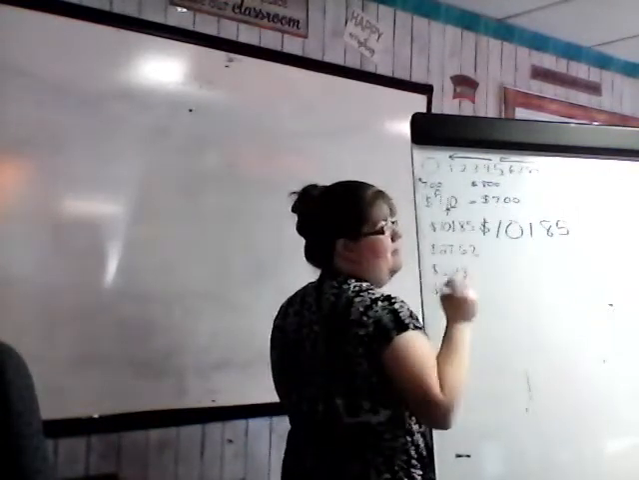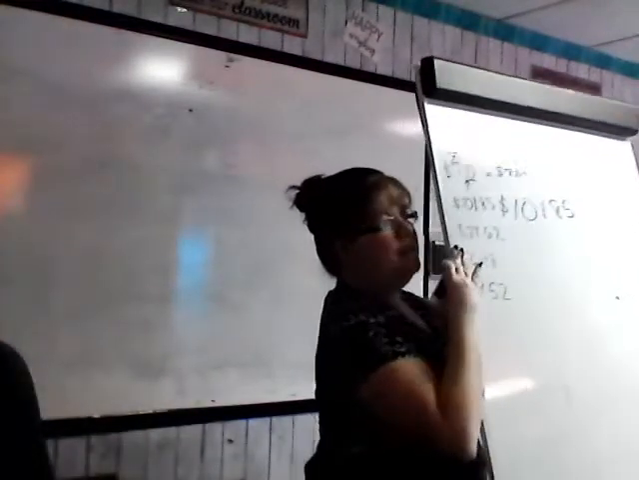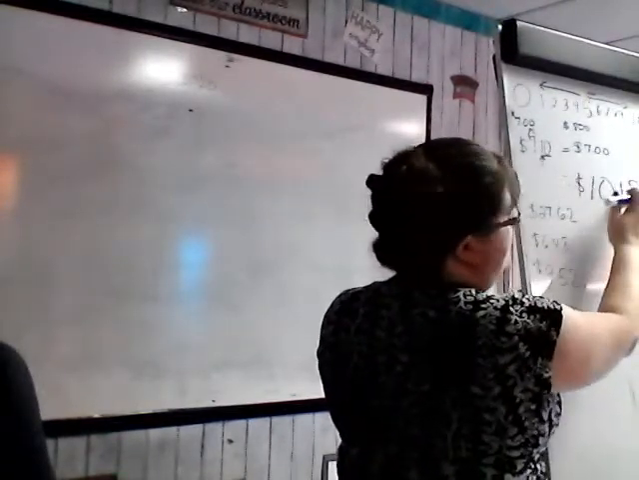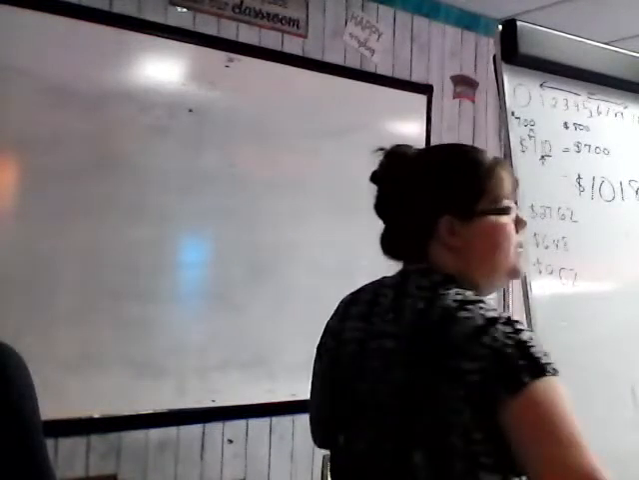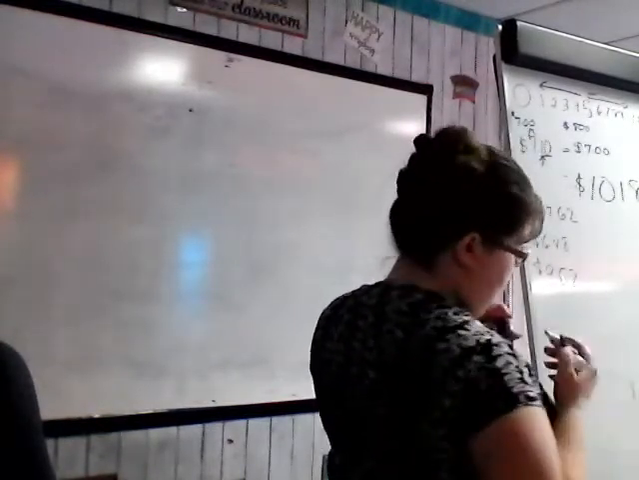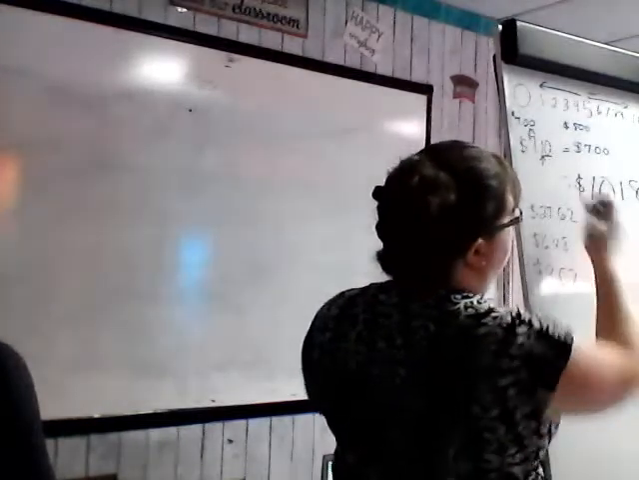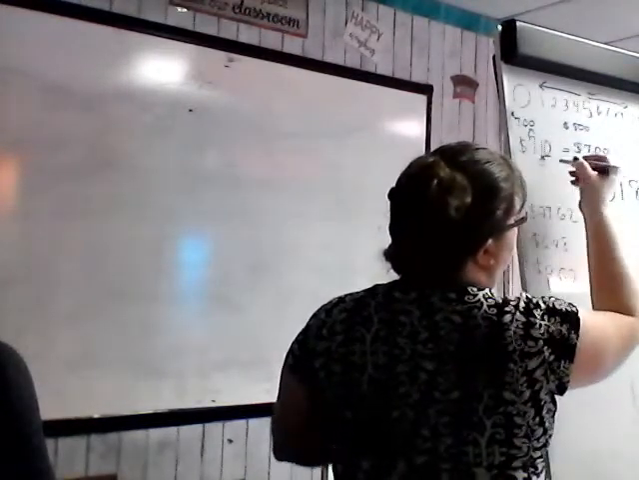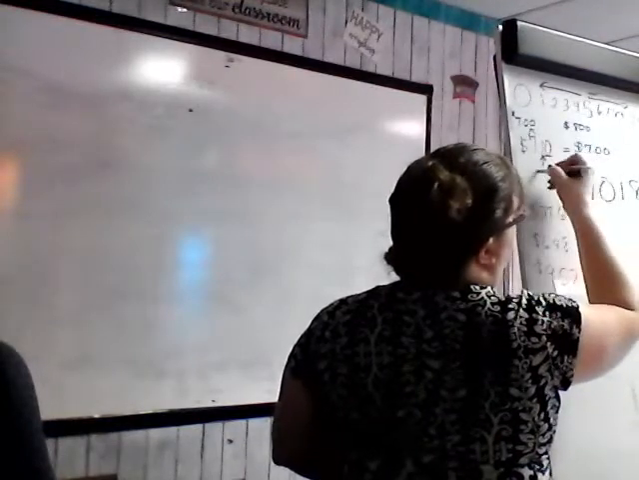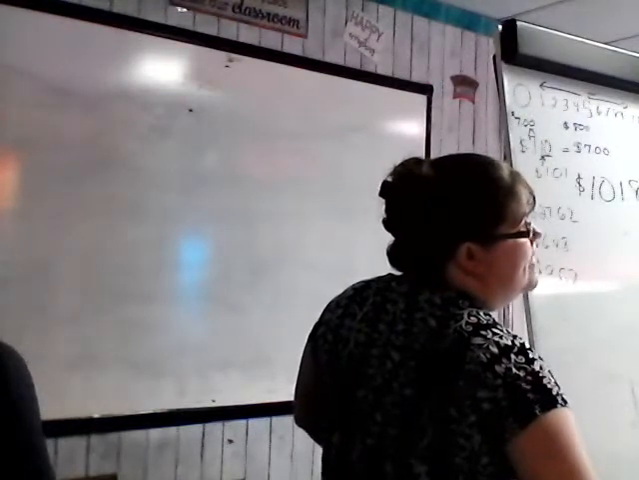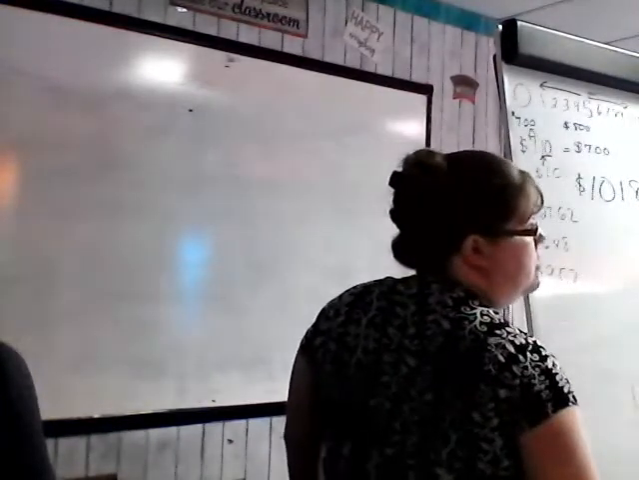Is that better? We see that better. Right here, $101.85. What does that come? What two numbers does that come in between, Jocelyn? Good job. It comes in between $101 and $102. So, which one is it closer to? Is it closer to $101 or is it closer to $102?